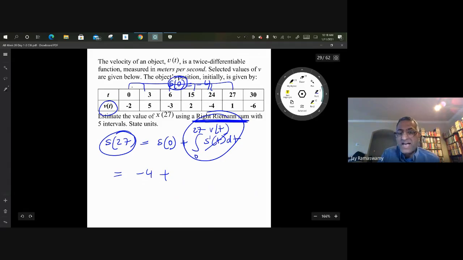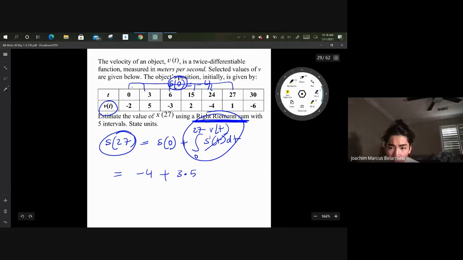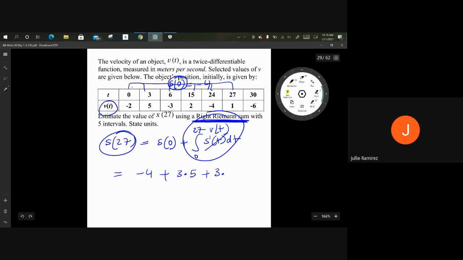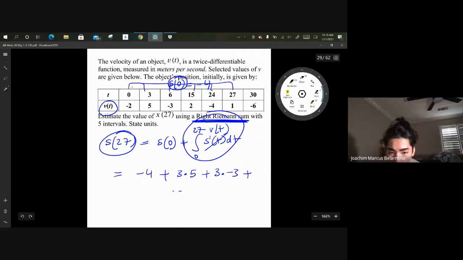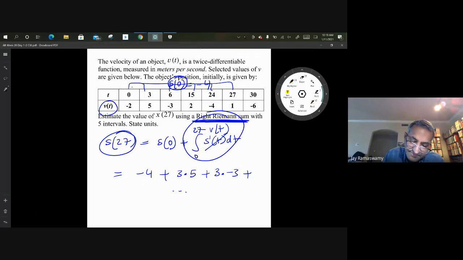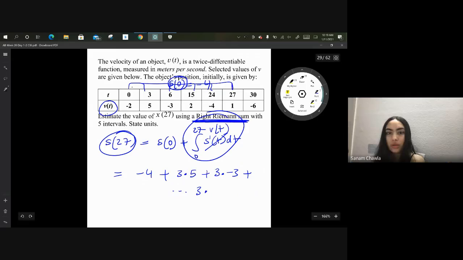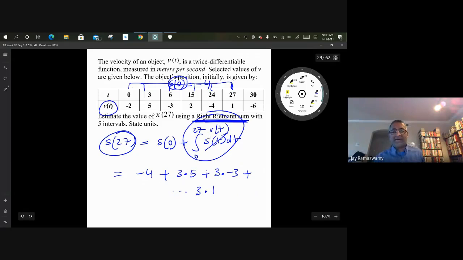Okay, for practice, I just want you to write the first two and the last one. Repeat, only the first two and the last one. What's the first? 3 times 5, right Riemann sum. Very good. Second one, 3 times negative 3. And then dot dot dot, last one. 3 times negative 6, and we're stopping at 27, so 3 times 1. The question Ms. Ramirez just said: s of 27.